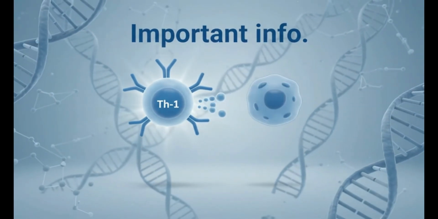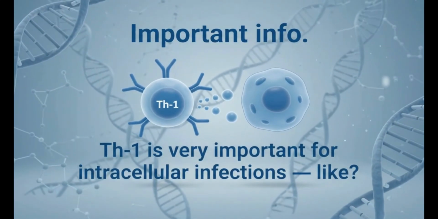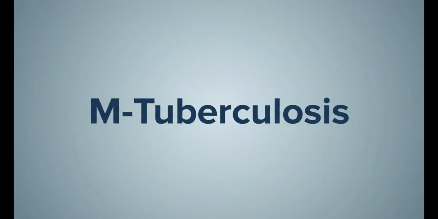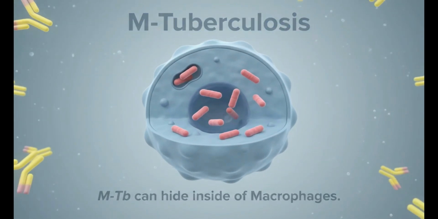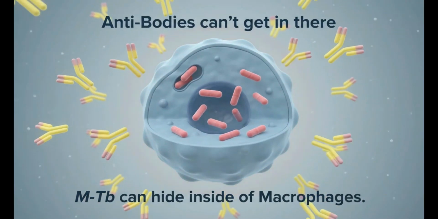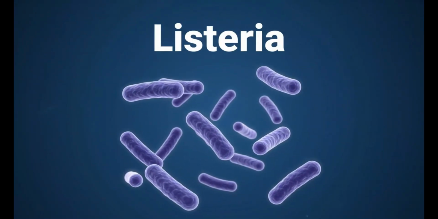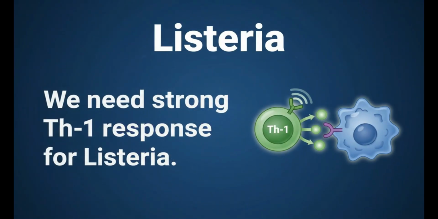Important info. Th1 is very important for intracellular infections, like M. tuberculosis. MTB can hide inside of macrophages. Antibodies can't get in there, so we need strong Th1 response. Listeria. We need strong response for listeria.